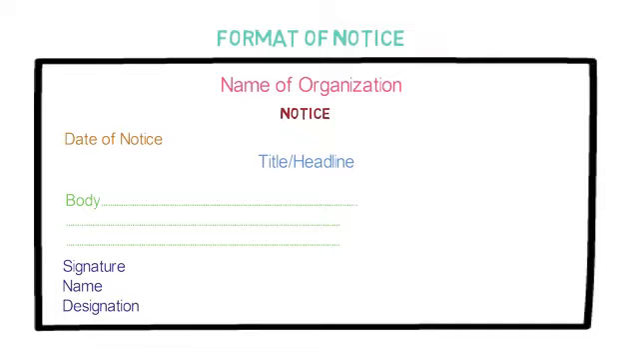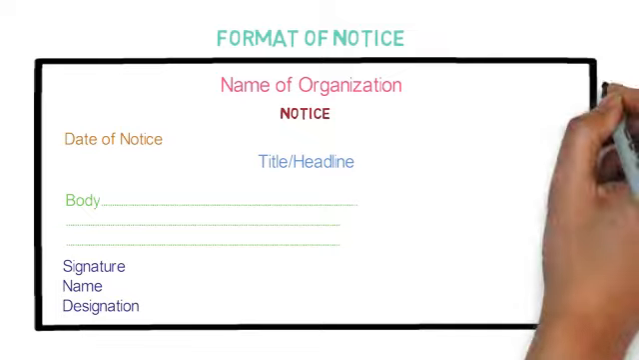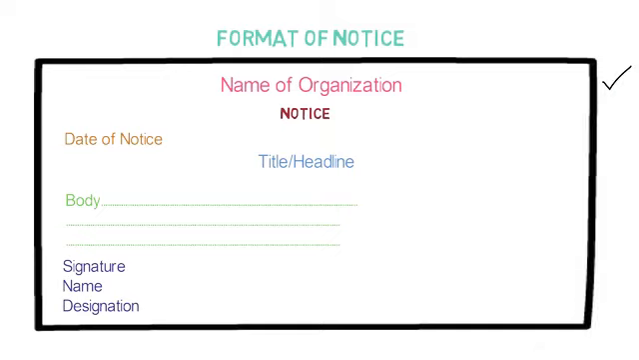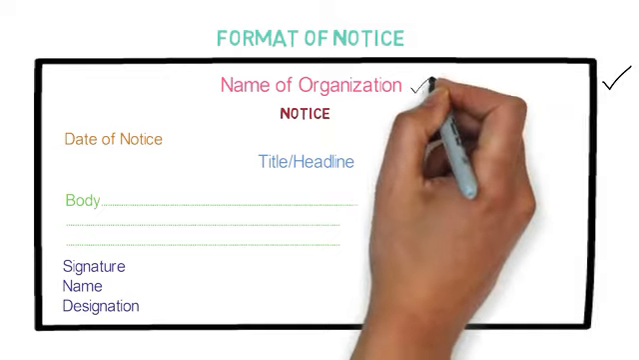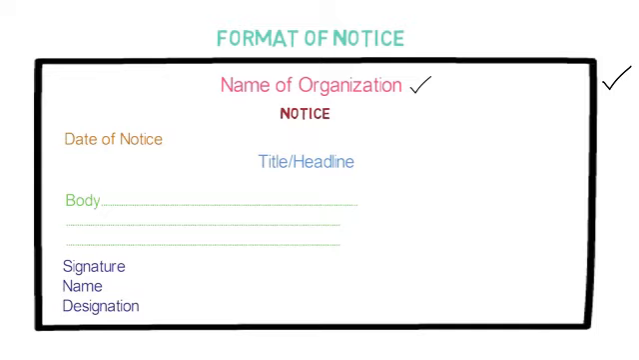Again I will repeat the entire format quickly. Firstly, draw a rectangular box. In that box, in the top middle portion, the name of the organization which is issuing the notice must be written. Then, right below it, the word notice needs to be written.